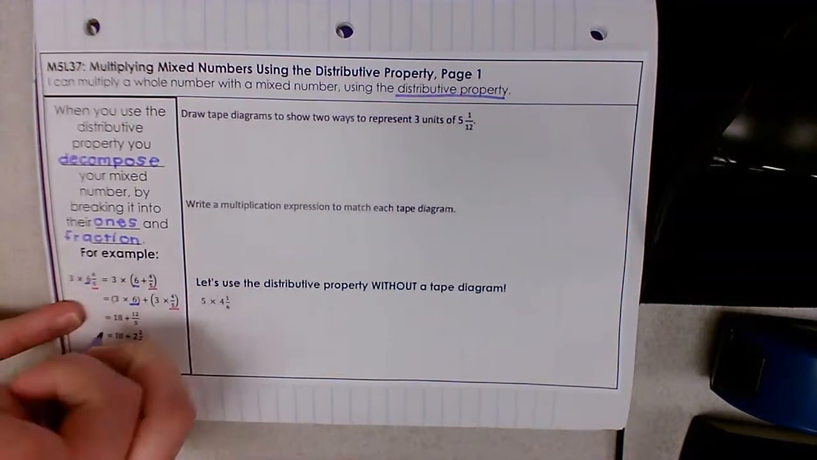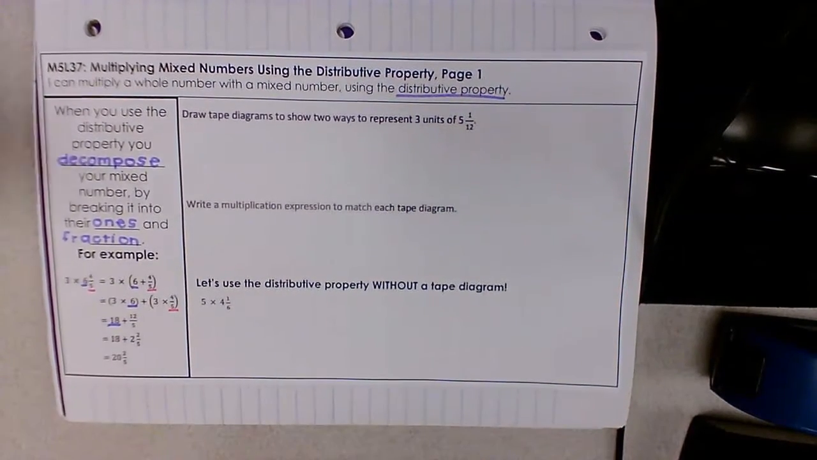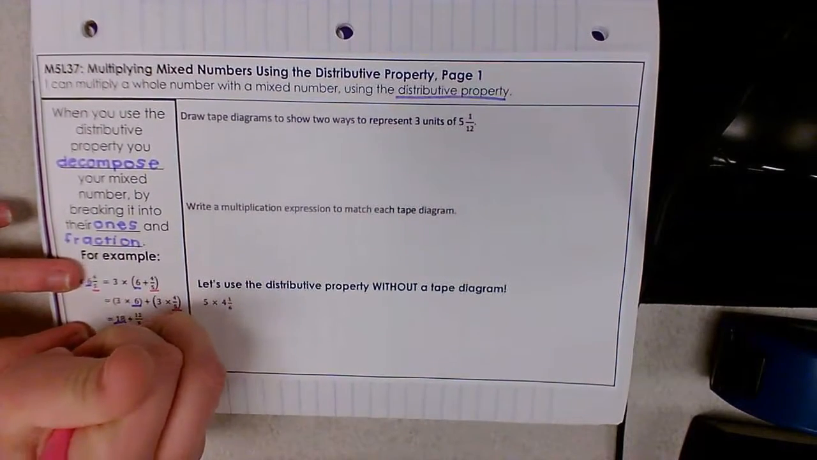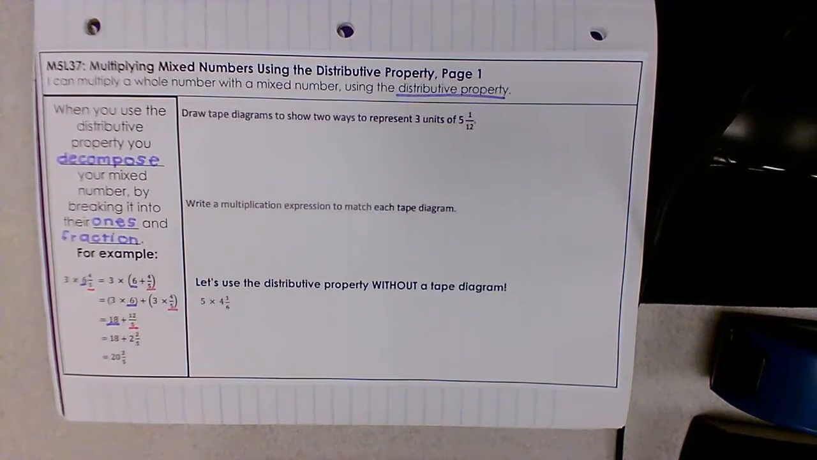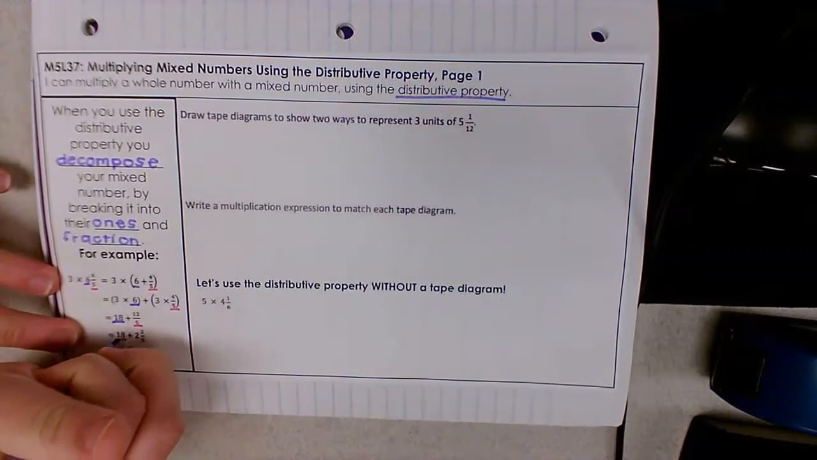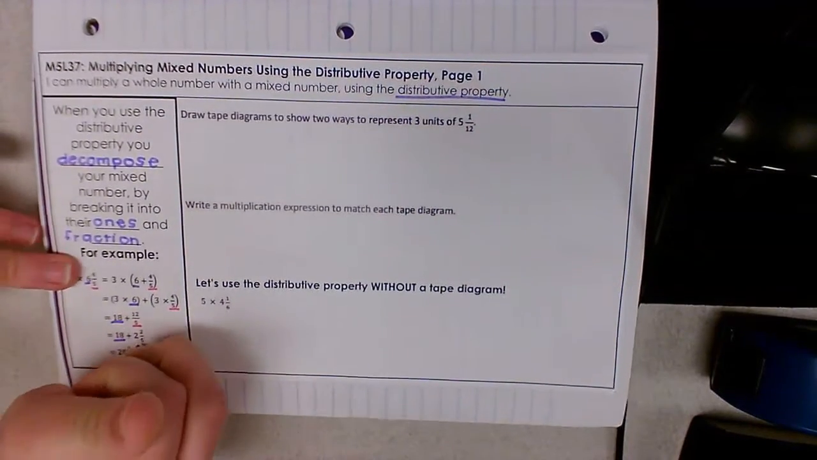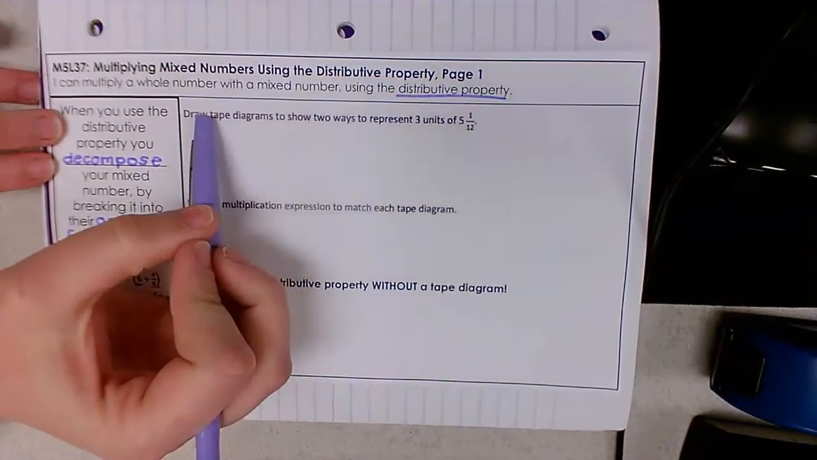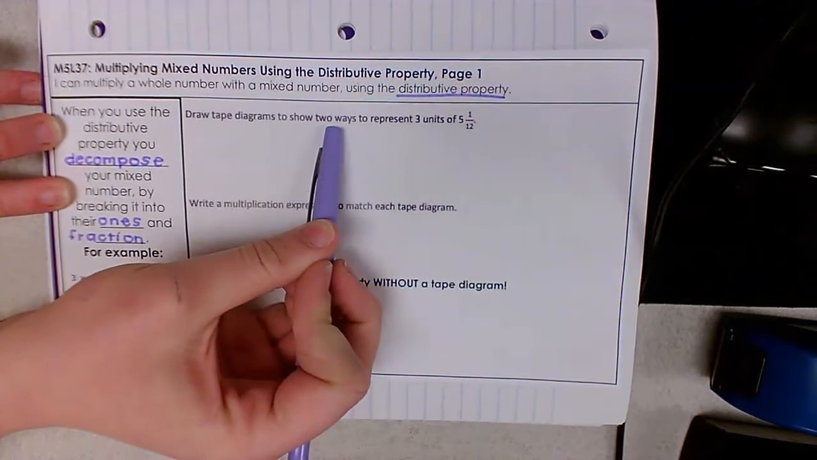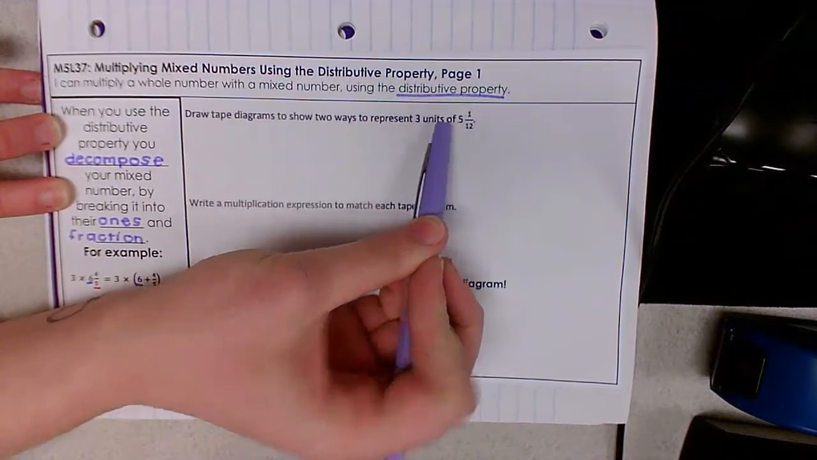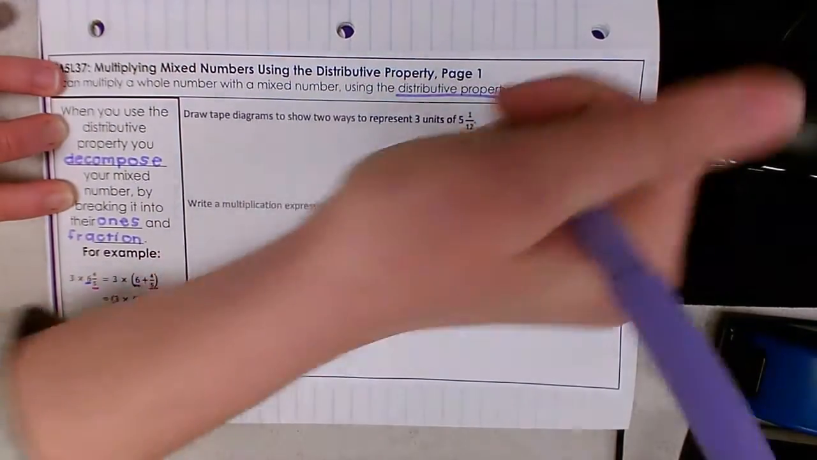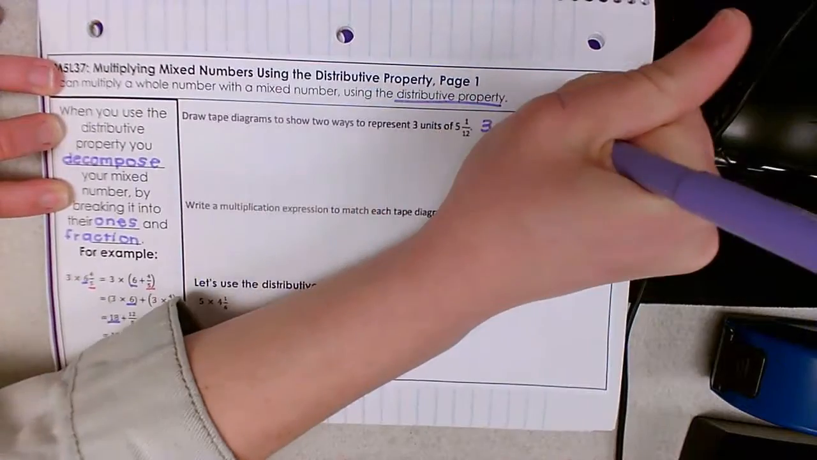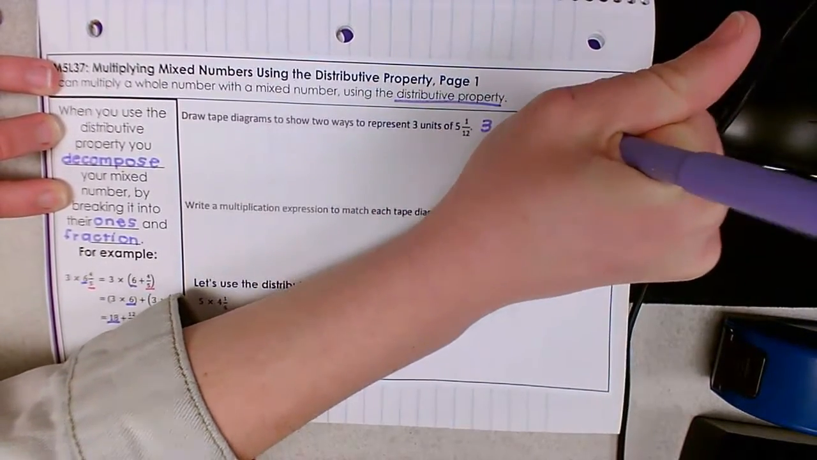We can multiply our whole numbers together to get 18. Multiply our fractions together to get 12/5. We know that 12/5 is the same as saying 2 whole groups and 2/5. So then we add that together for 20 and 2/5. So let's practice what that would look like visually. We're going to draw tape diagrams to show 2 ways to represent 3 units of 5 and 1/12. That's basically their way of saying 3 times 5 and 1/12.